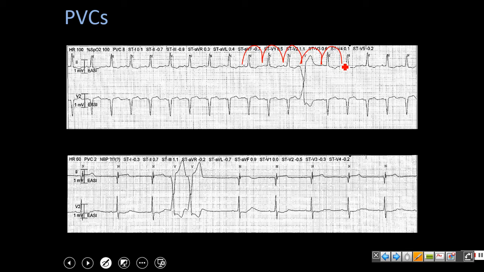So that PVC did not disrupt the atrial timing. And that distinguishes it from a PAC, which would. A PAC would alter the pattern of atrial depolarization for the rest of the strip. In the bottom strip, it looks like a pair of uniform PVCs. So each PVC looks exactly the same.